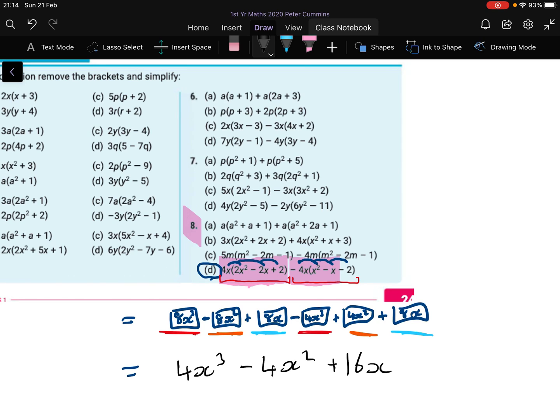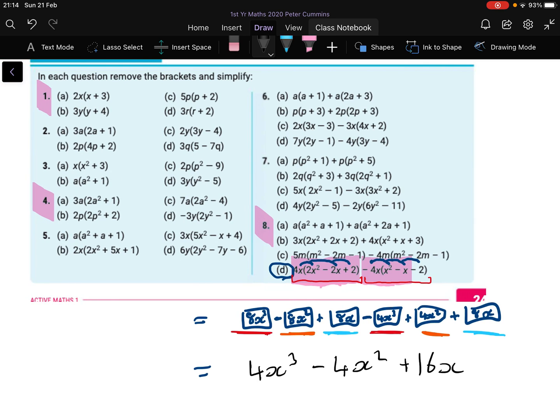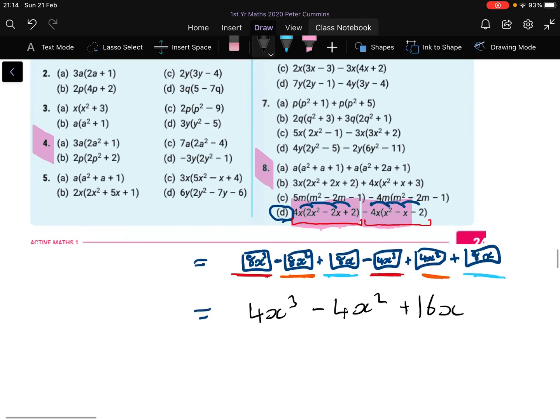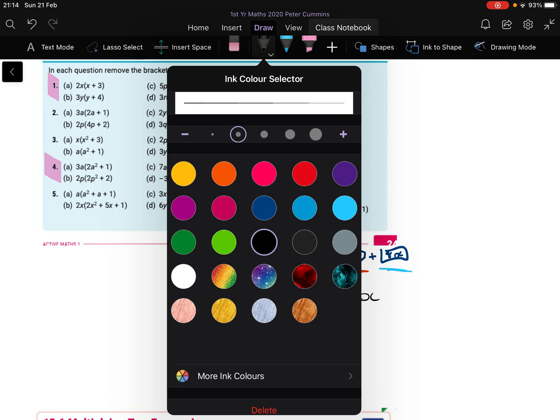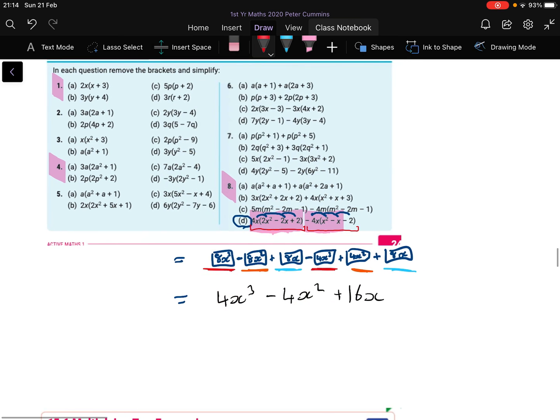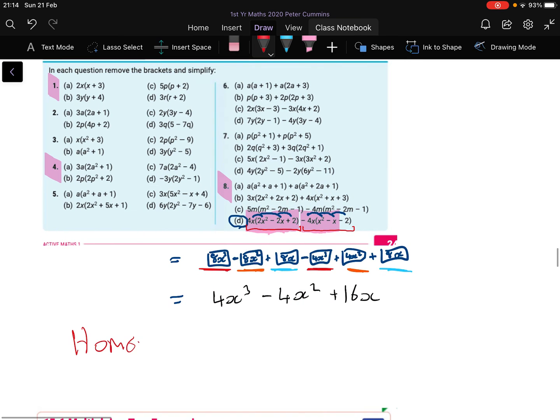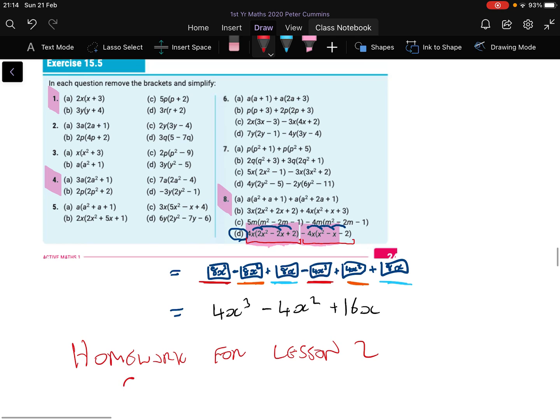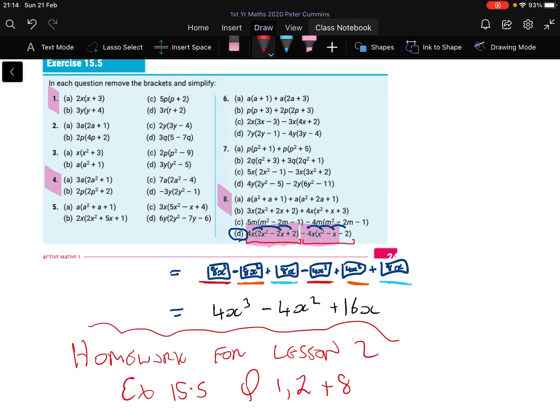Okay, so that's the most difficult one of those. Question 7 and question 8 are quite difficult ones. These are just doing it once. So what I want you to do, and I'll put it down the bottom so you're under no illusions, is the homework for lesson 2. Exercise 15.5, question 1, 2, and 8. So 3 questions for you to do for lesson 2, week 6. And we will go through those in the class.